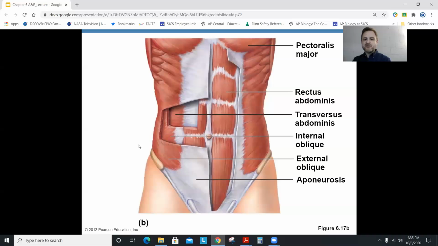All right, this picture shows all of them. You can see the most superficial are the rectus abdominis. This would be having a 6-pack, right? The obliques and the transverse abdominis are deep to the rectus abdominis.